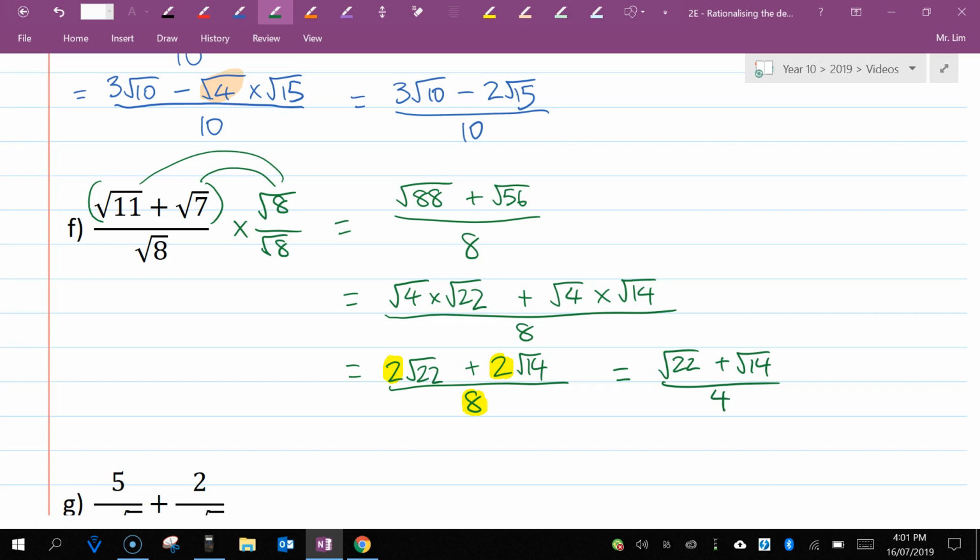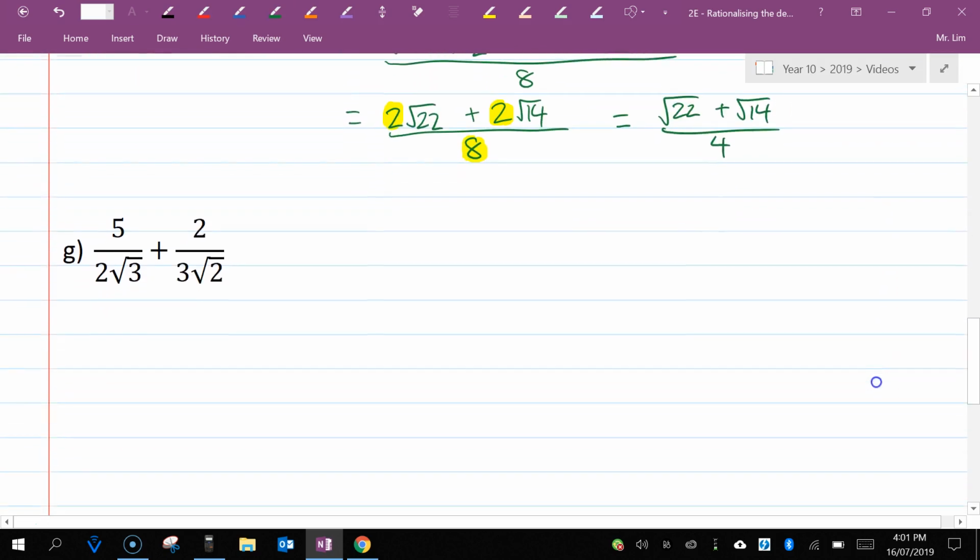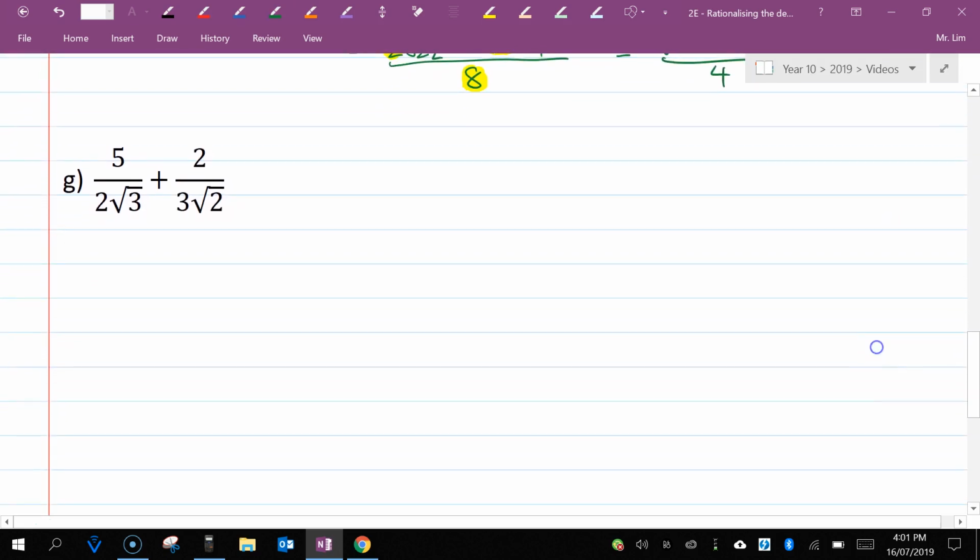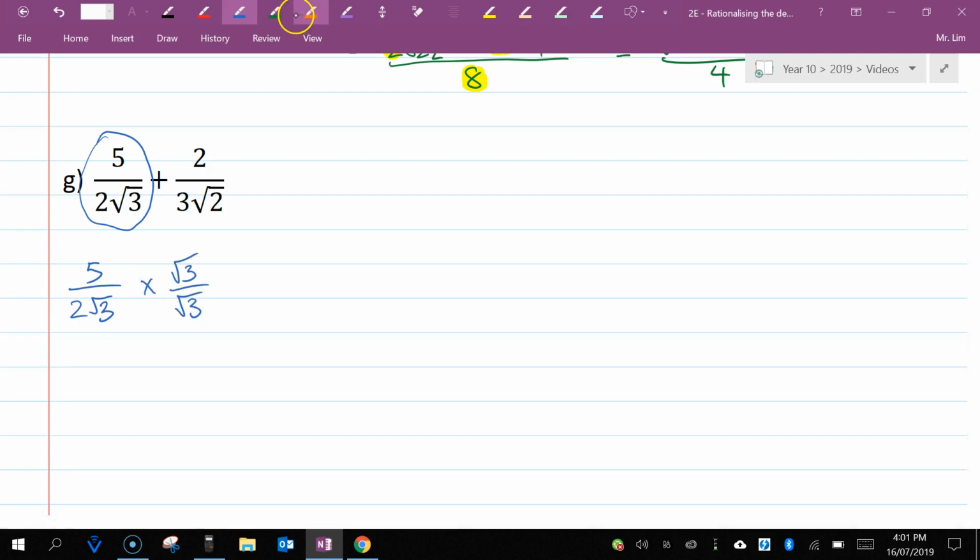Okay, question G. Here we have 5 over 2 root 3 plus 2 over 3 root 2. Okay, so what we're going to do is we're going to split this off. We're going to rationalize each fraction. So I'm going to look at this fraction first, and I'm going to rationalize that. So we've got 5 over 2 root 3, and I'm going to multiply that by root 3 over root 3. And then we'll have a look at this one, 2 over 3 root 2, and we're going to rationalize that by multiplying by root 2 over root 2.